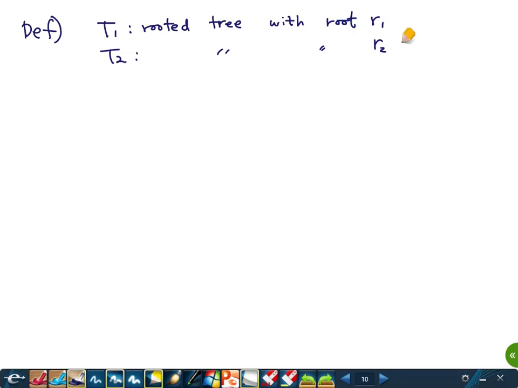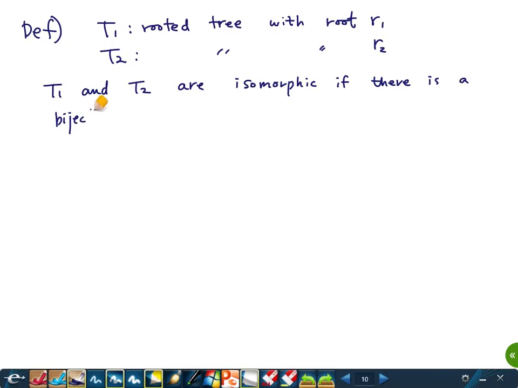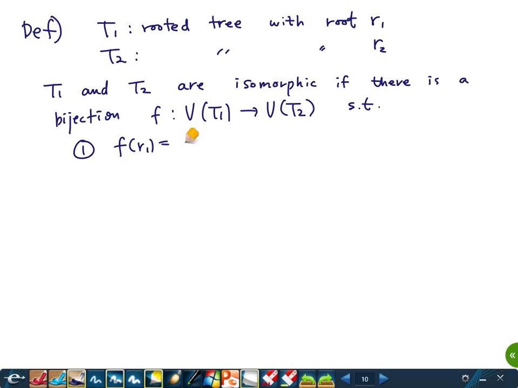And we say that they are isomorphic. We say that T1 and T2 are isomorphic if there is a bijection F from the vertex set of T1 to the vertex set of T2, such that first, we want to keep the root. The root must correspond to the root. So F of R1 must be R2. We want to make a correspondence between the roots.